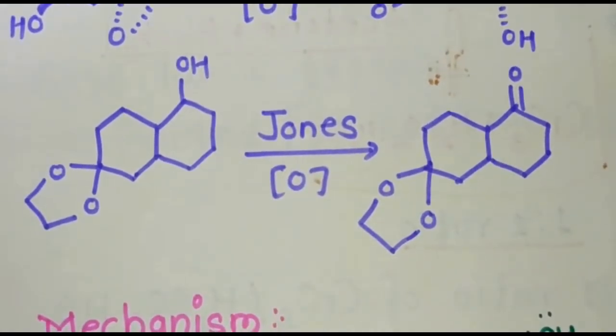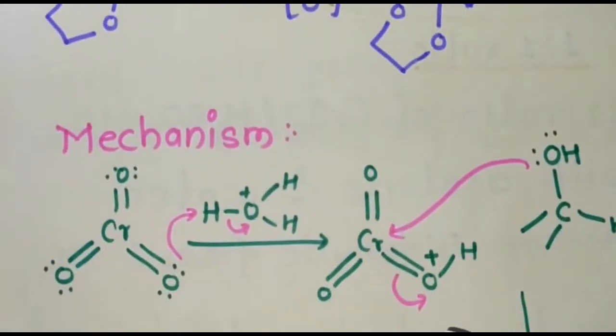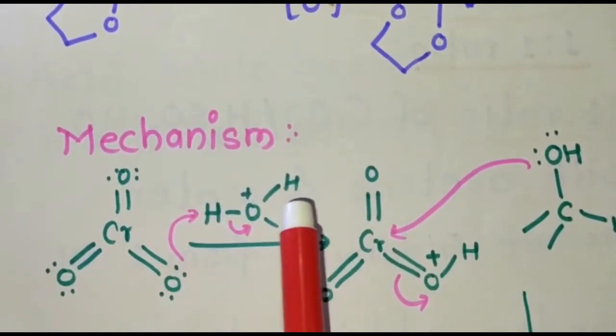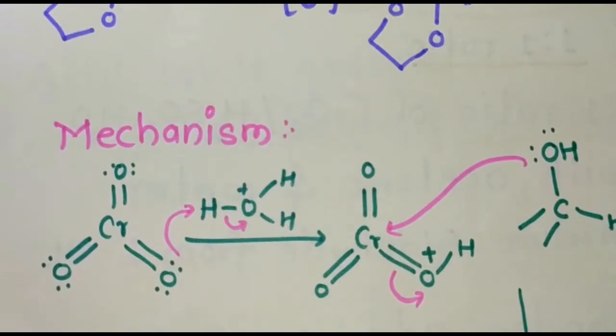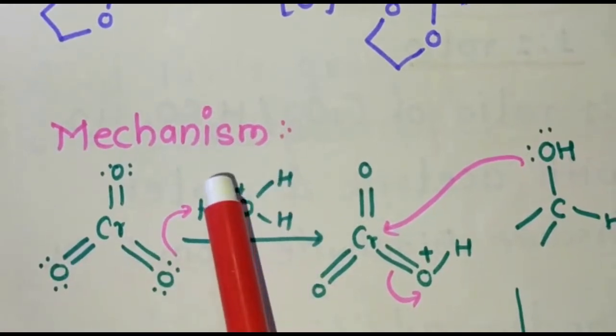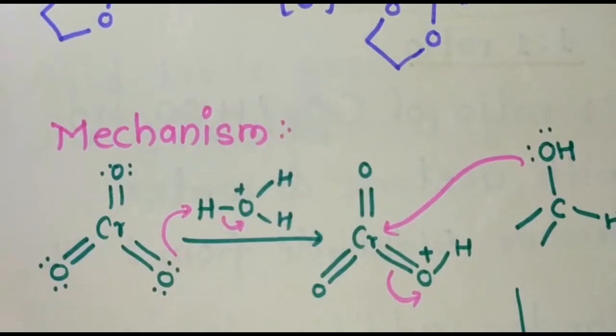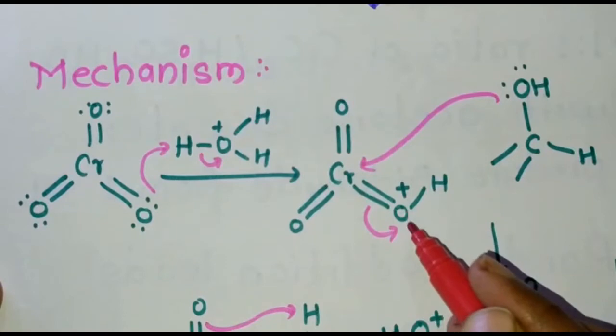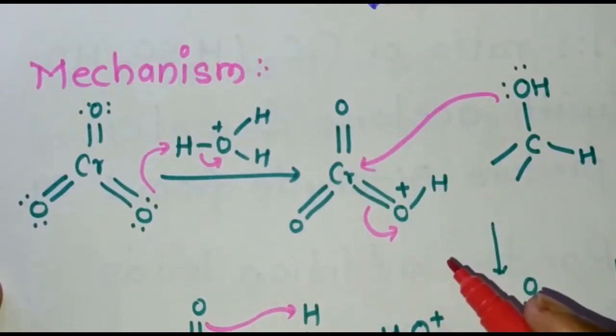Now we will see the most important point, the mechanism of this reaction. This is the chromium trioxide, and this is the H3O+ molecule. The lone pair of electrons attacks this hydrogen atom, and this double bond gets shifted here. The positive charge over the oxygen is unstable because oxygen is the second most electronegative atom. Here you can see the positive charge over this oxygen is present now.